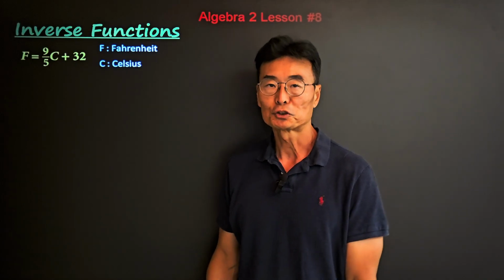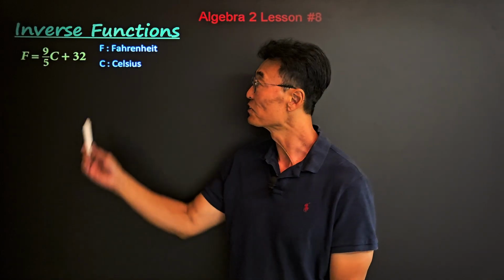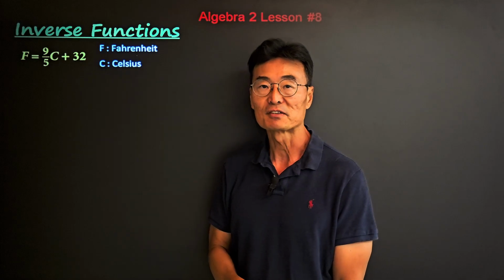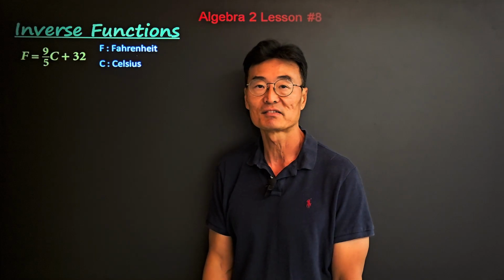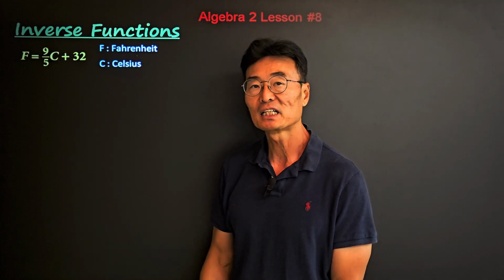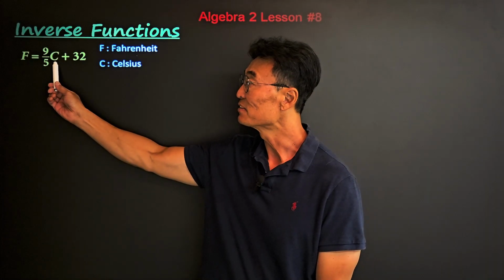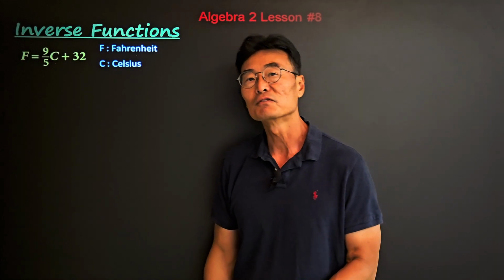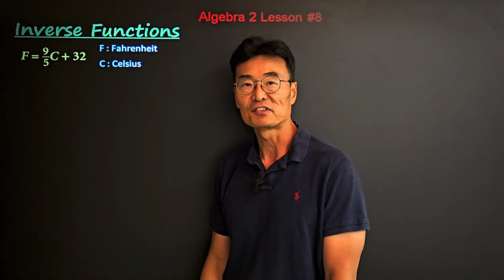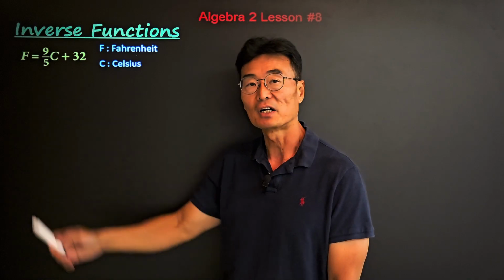When we measure temperature, in some countries we use Fahrenheit, represented by F, and in some countries we use Celsius, represented by C. And if you want to convert Celsius into Fahrenheit, we use this equation. What if we want to convert Fahrenheit into Celsius? We need to get the inverse of this function.